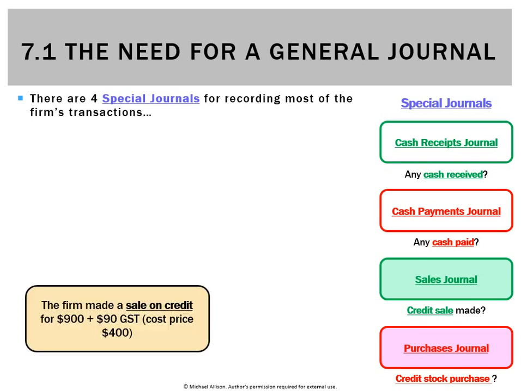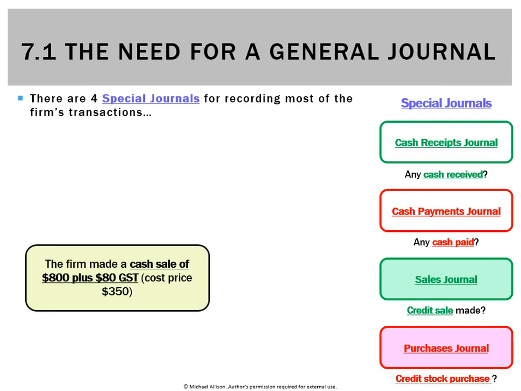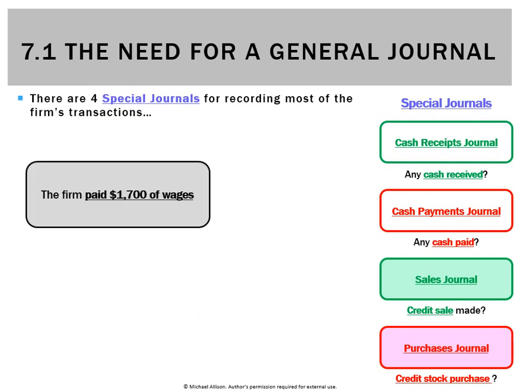If we made a sale on credit, we want to ask ourselves, is there a special journal that it can go in? In this case, it'll be the sales journal because it's a credit sale. And lastly, if stock is purchased on credit, that can go in a special journal called the purchases journal. Also cash sales will go on the cash receipts journal, or if we pay wages, that'll be the cash payments journal, and so on.